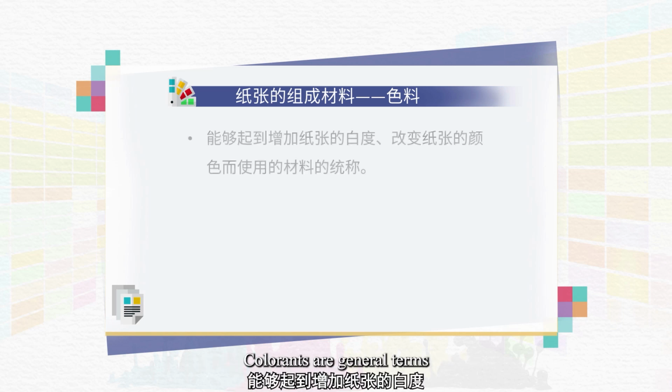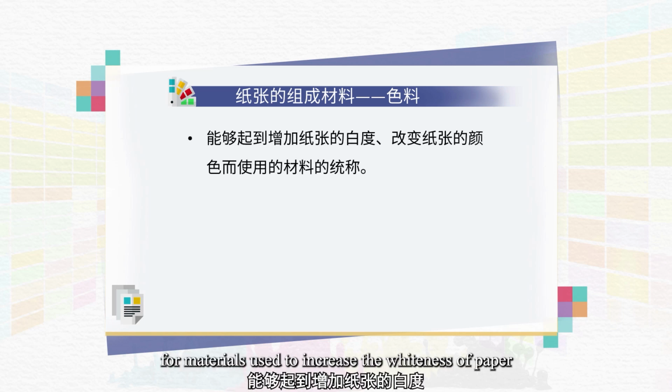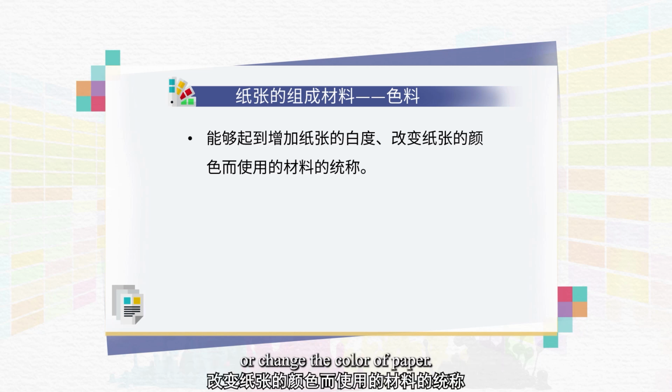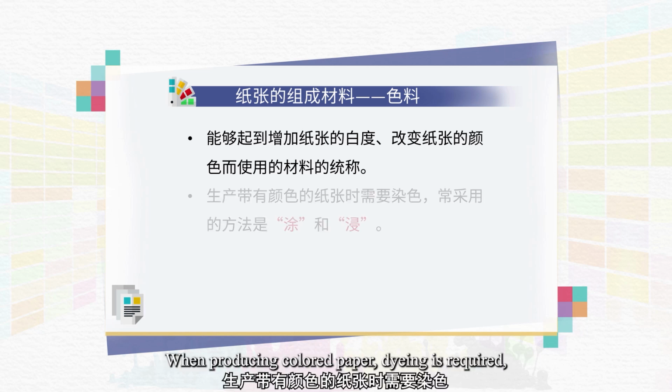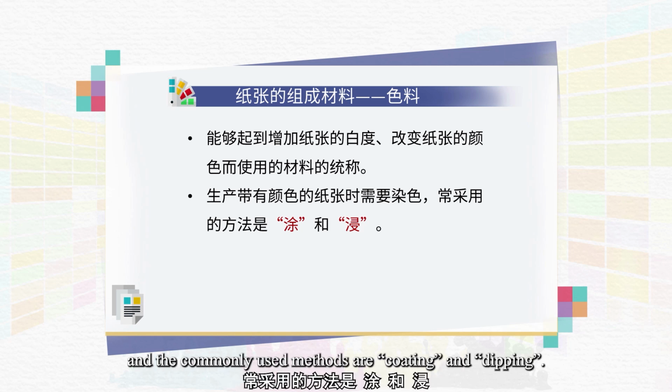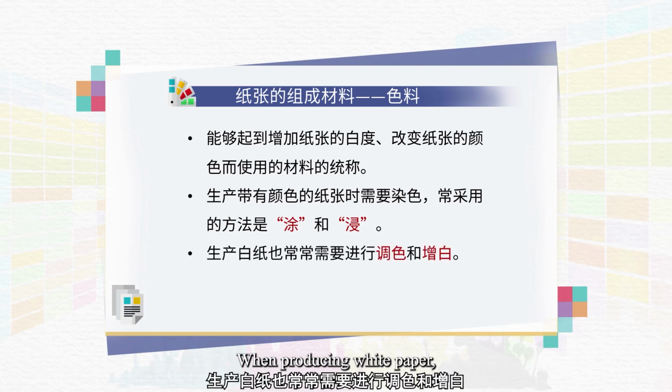The fourth component of paper, colorants. Colorants are general terms for materials used to increase the whiteness of paper or change the color of paper. When producing colored paper, dyeing is required, and the commonly used methods are coating and dipping. When producing white paper, color adjustment and whitening are also often needed.